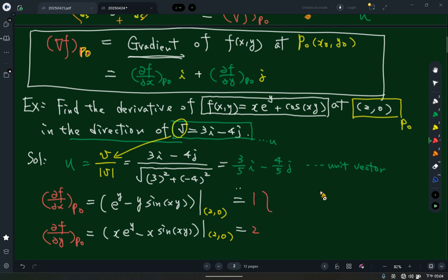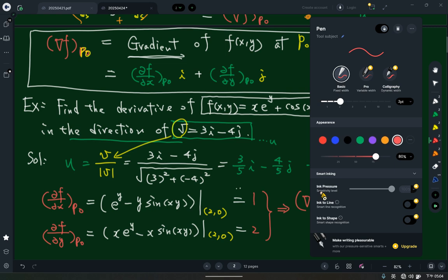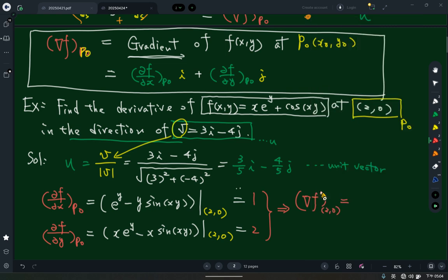So through this, we can get the gradient vector f at (2, 0) is 1i plus 2j, right? 1 comes from this part, 2 comes from the second part.